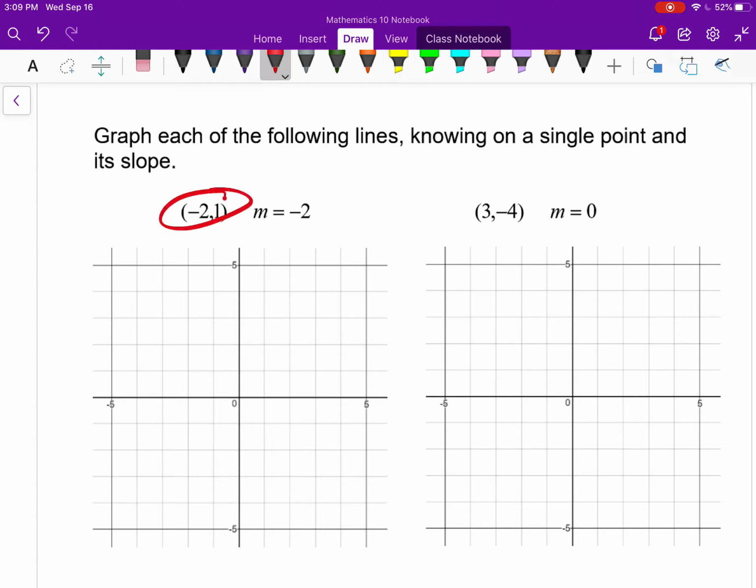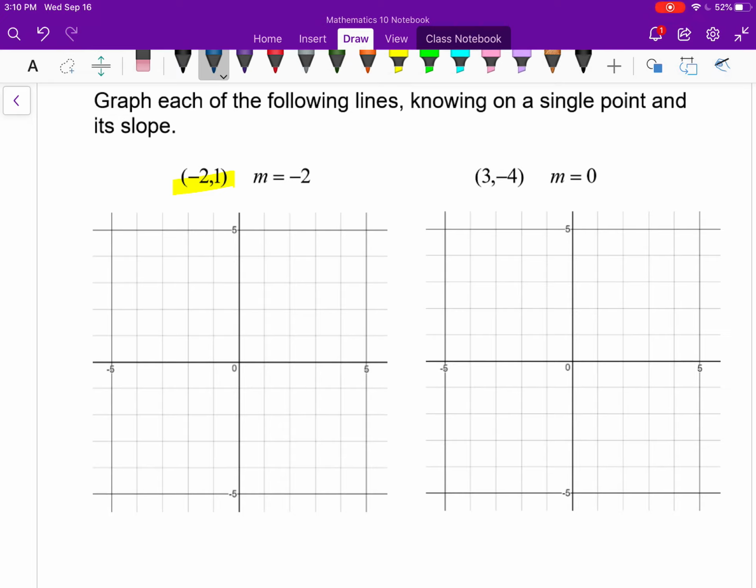Well, let me get a ruler ready. Rulers are great things for drawing lines. OK, first thing I want to do is graph this point, -2, 1. I know this line goes through -2, 1. So where is -2, 1? Let's plot it. 2 to the left, 1 up, right here. So there's that point. I know my line goes through that point and has a slope of -2.